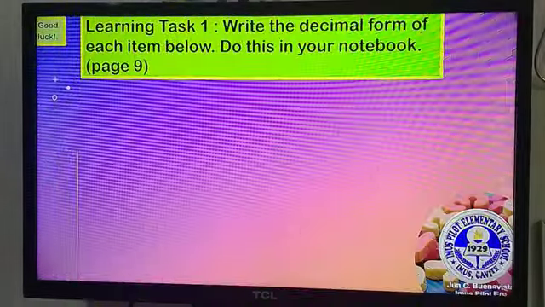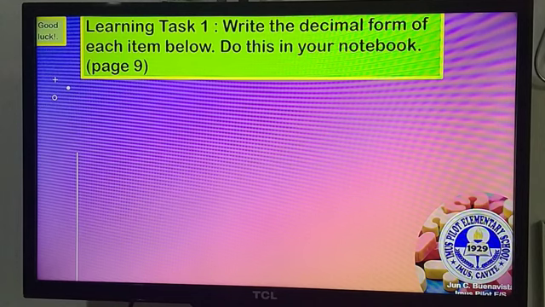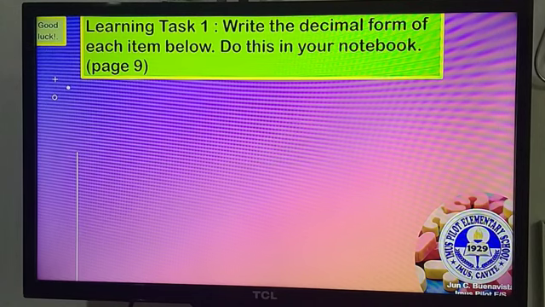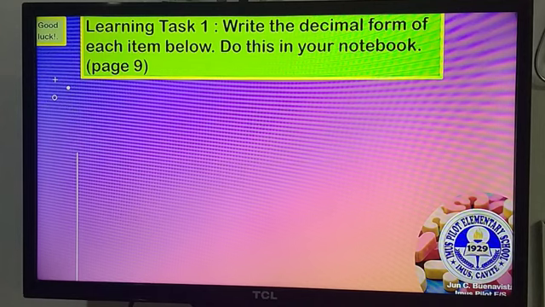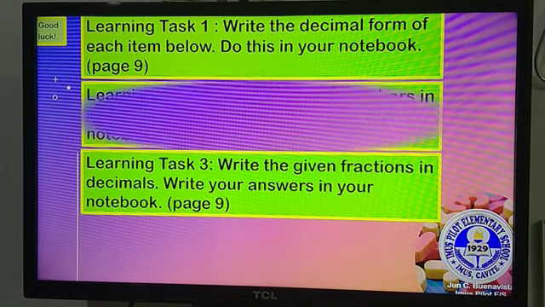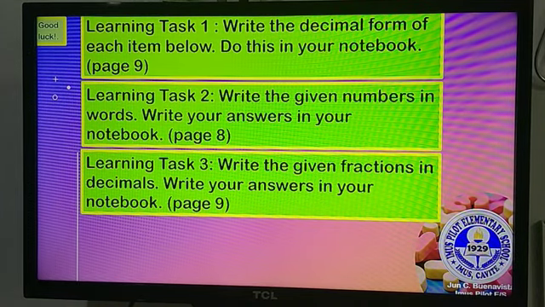Then, learning task 1, again, write the decimal form of each item below. Do this in your notebook. So, sa page 9 naman ito. Yung kanina is page 8 lahat. This time, page 9 naman lahat. So, learning task 2, write the given numbers in words. Write your answers in your notebook. So, sa task 1, numerical. Then sa task 2, words naman.